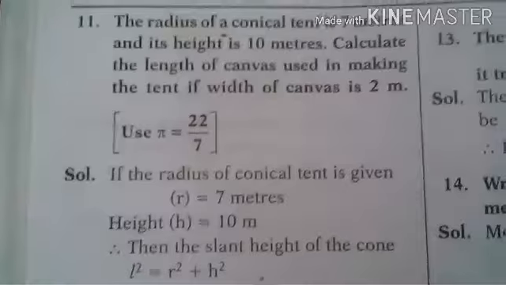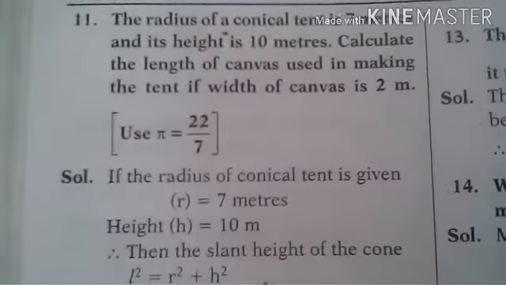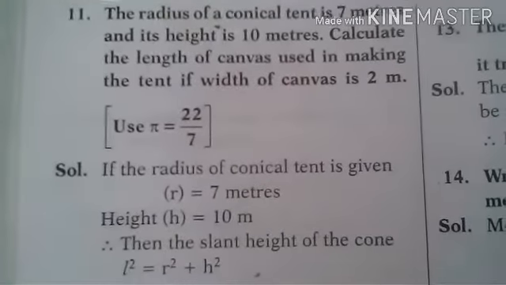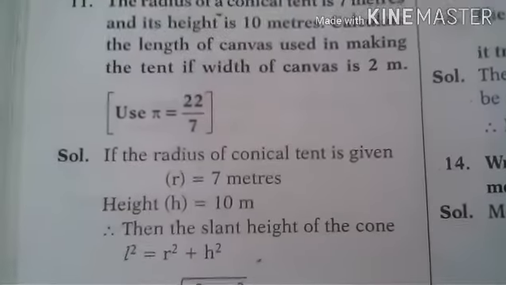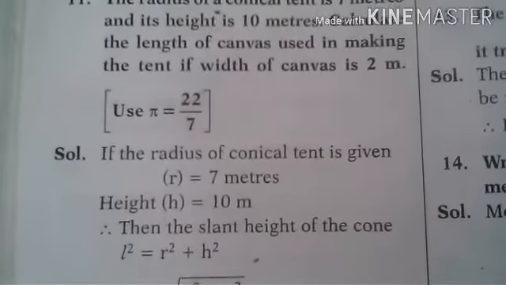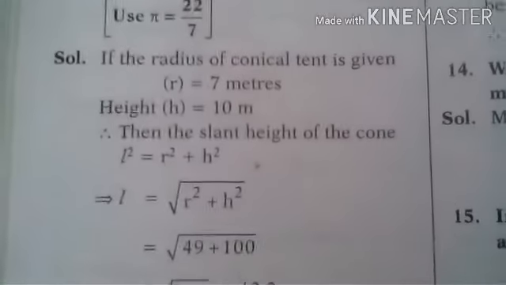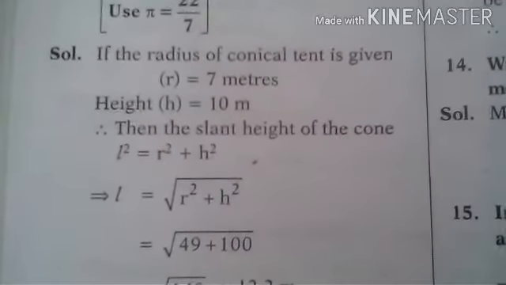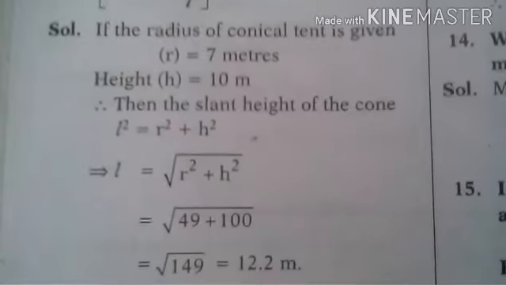Next question. The radius of a conical tent is 7 meters and its height is 10 meters. Calculate the length of canvas used in making the tent if width of canvas is 2 meters. So radius is given 7 meters, height 10 meters.